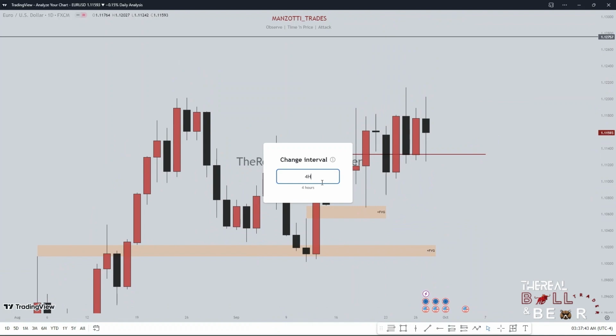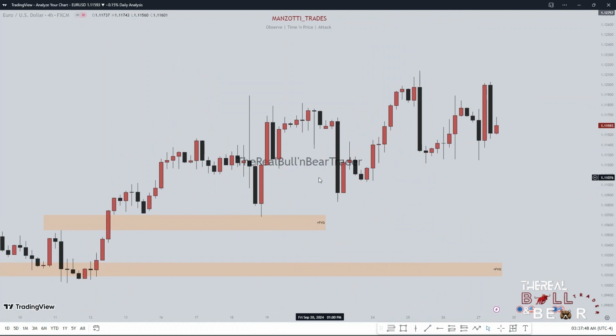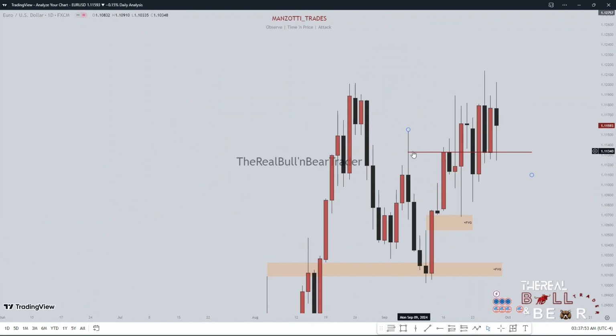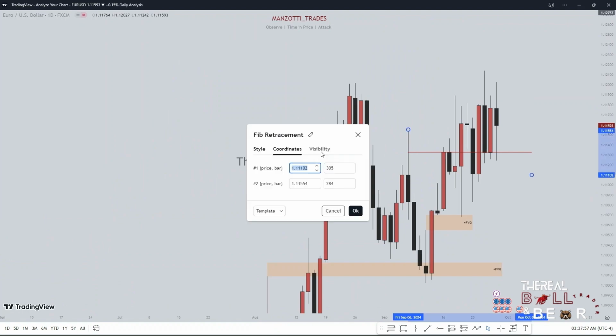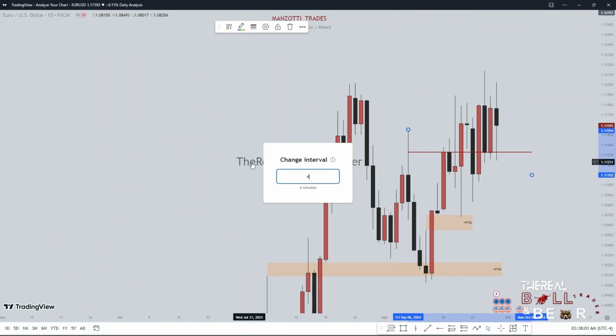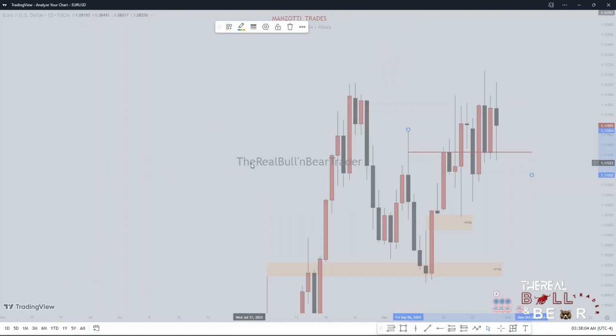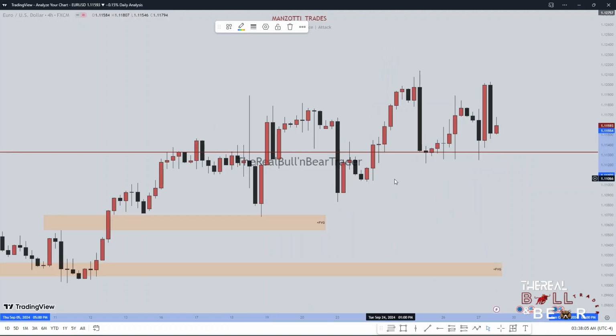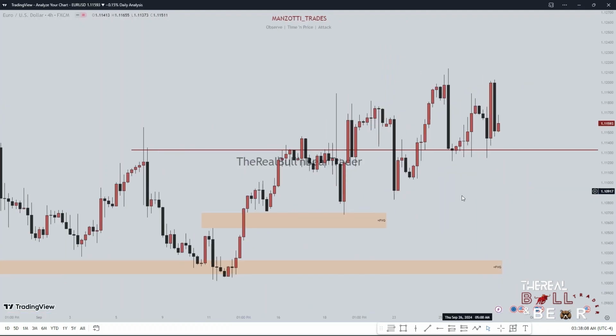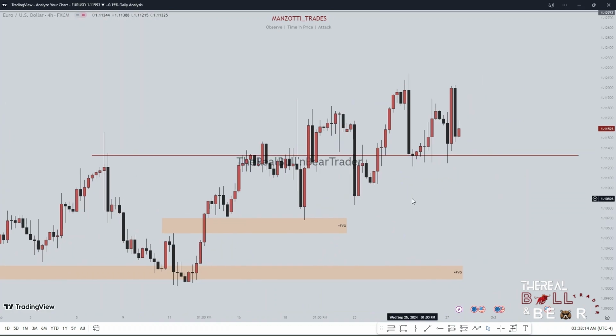Oh wait, I want this encroachment to be displayed. I want to show you something. You see? Check how it respects this level. So now it's 4 hour.